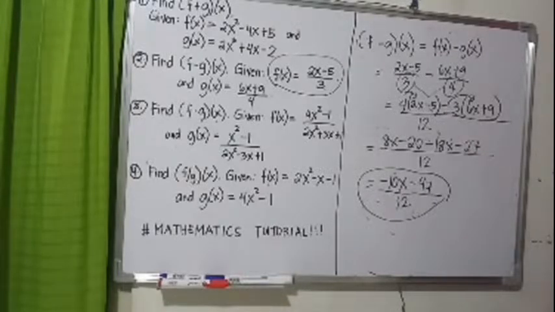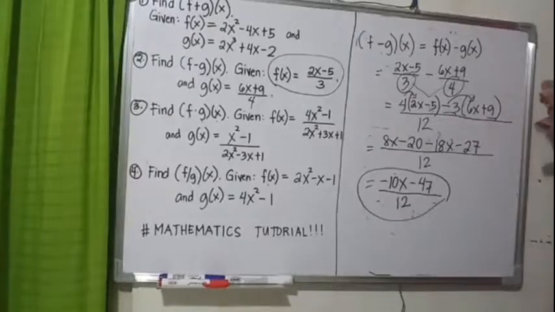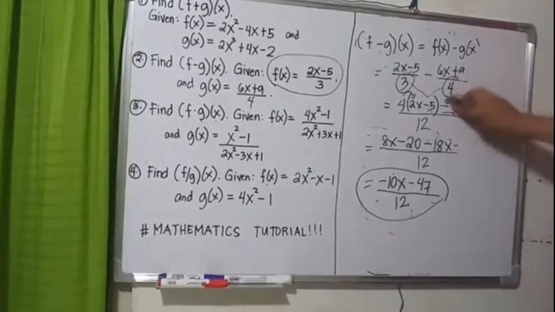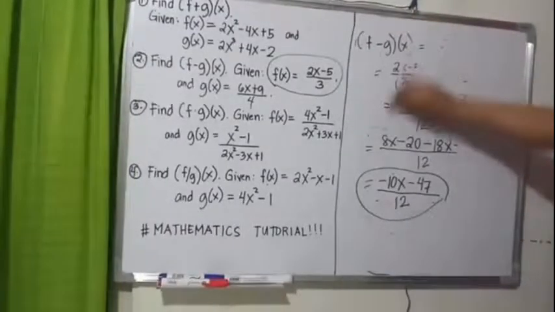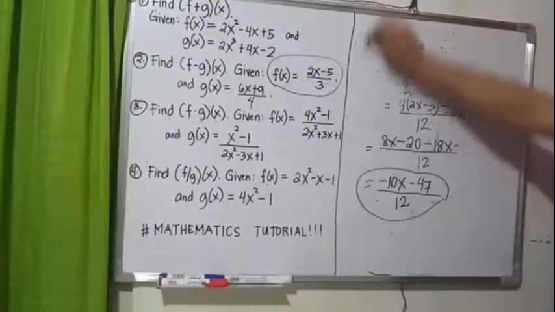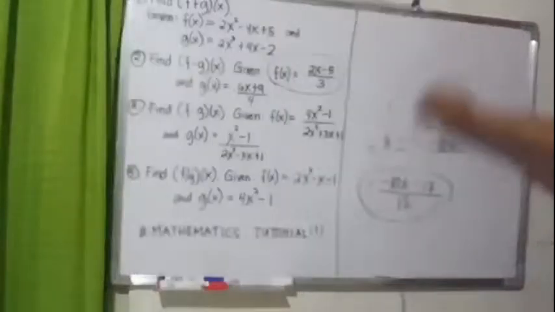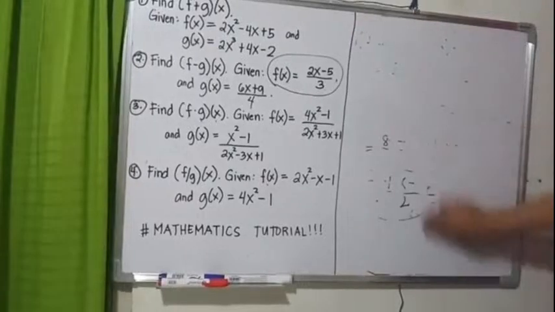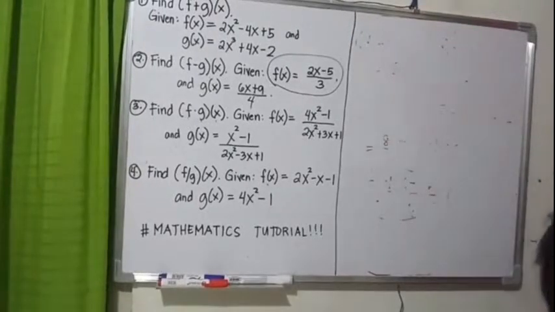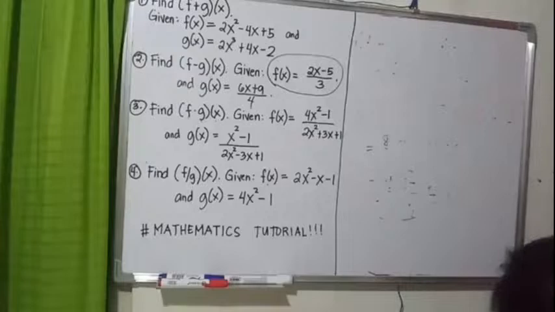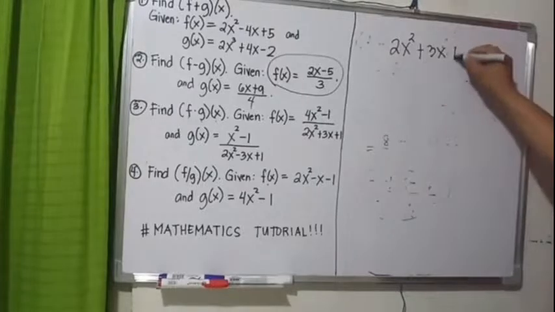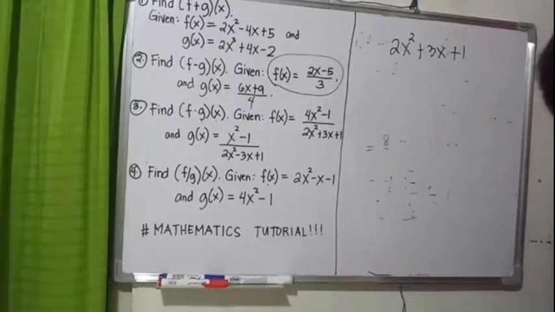Sige, turo ko muna yung factorization. How to find the factor and quadratic equation. You can use quadratic formula, or pag factorable na yung given, you need to factor. Okay. Tingnan natin. This one, 2x squared plus 3x plus 1. Ano yung factor niyan?